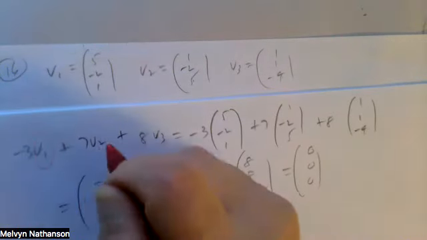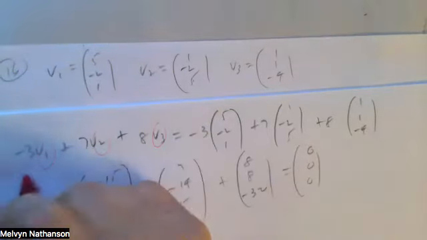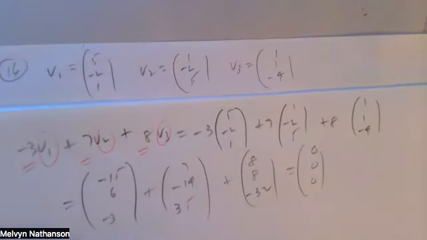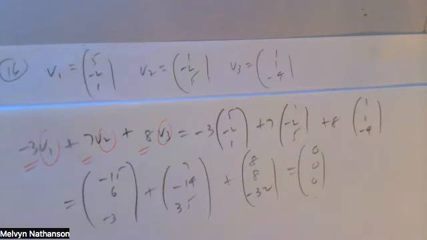So here are my vectors v1, v2, v3. I'm taking this linear combination of them. I get the 0 vector. So that's as concrete a proof as you can ever find that a set of vectors is linearly dependent.